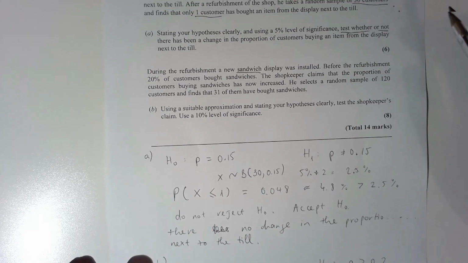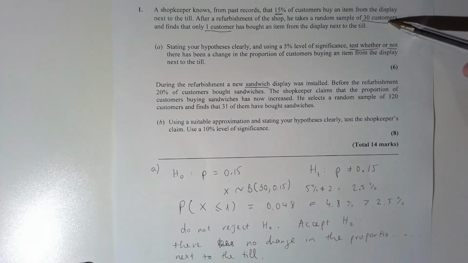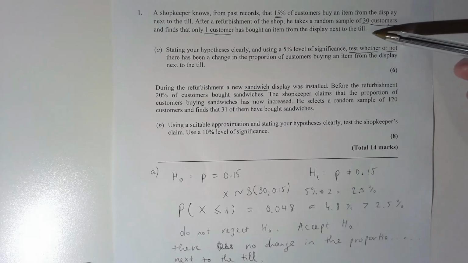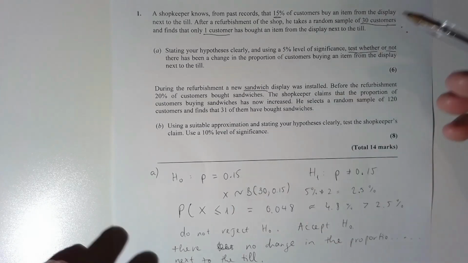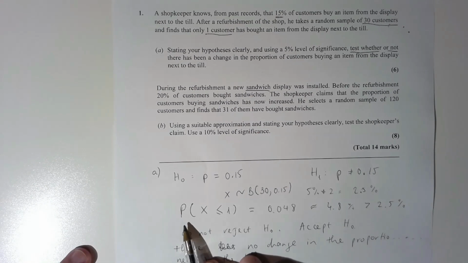Now the evidence is one customer out of 30, and you know that 0.15 is the chance of success. That means the expected number is 4.5, because 0.15 times 30 equals 4.5. So here only one customer. That means it should be on the left-hand side tail. Now we're going to find the probability of X less than or equal to 1. That equals 0.048. And how do I work it out?